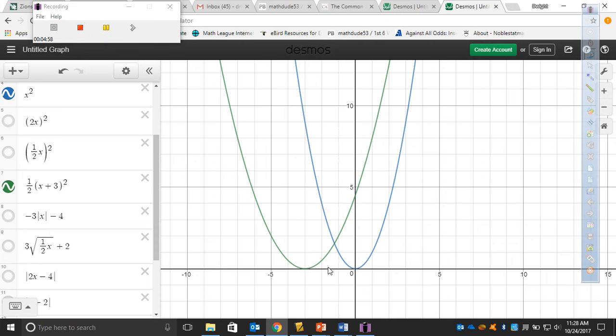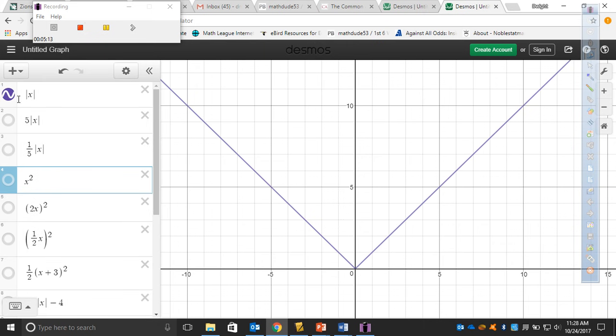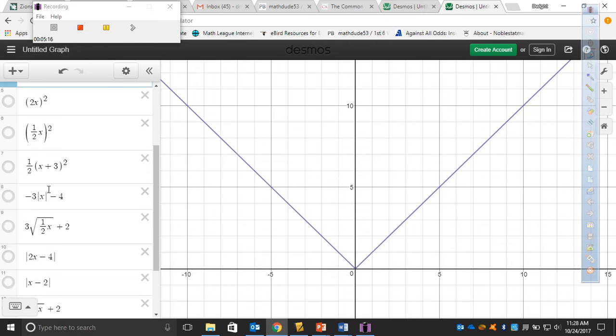Again, we didn't move up and down at all because there's nothing on the outside here. We just shifted it to the left. Now this next one, we'll look at the absolute value. So there's the absolute value of x, and now we're looking down at this graph right here.